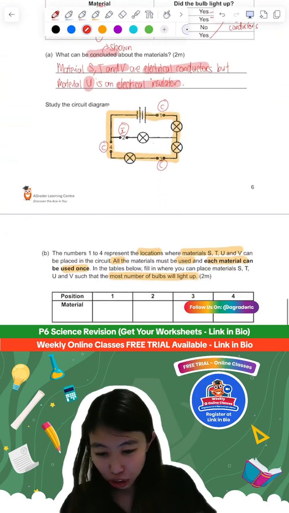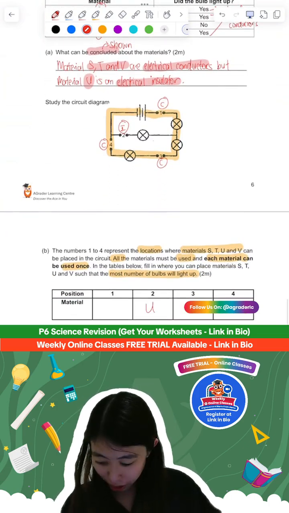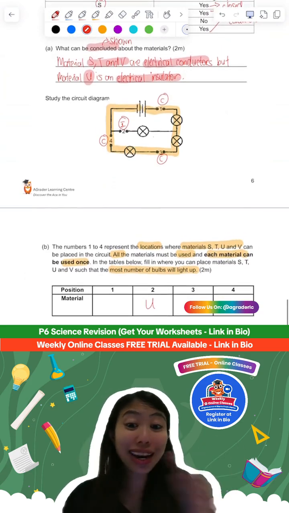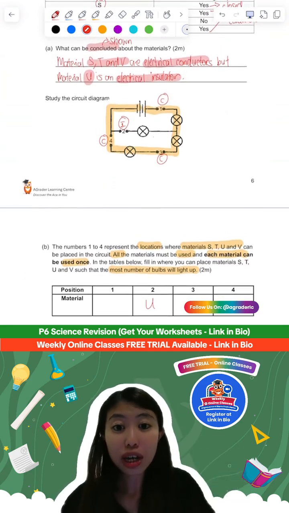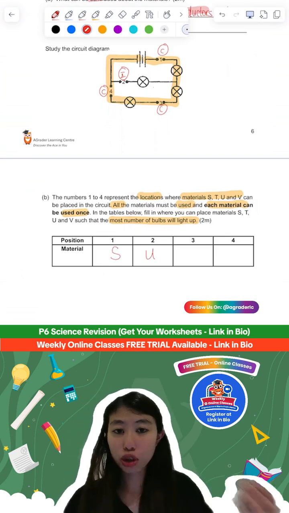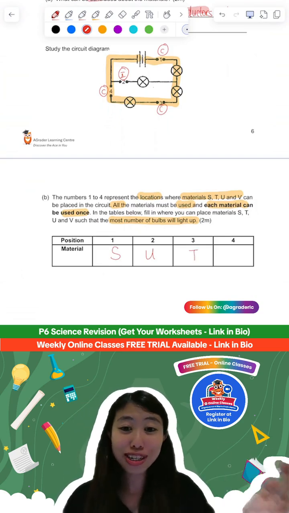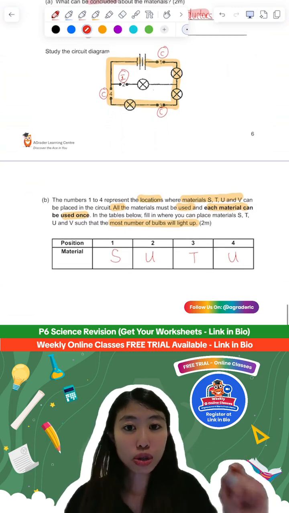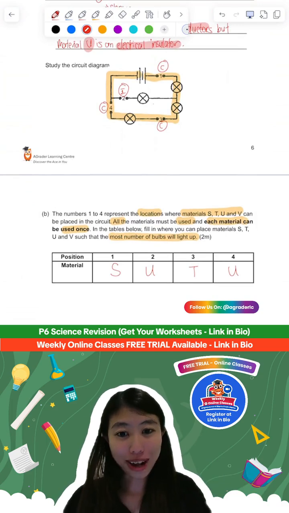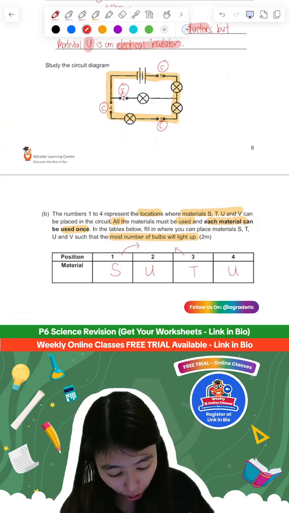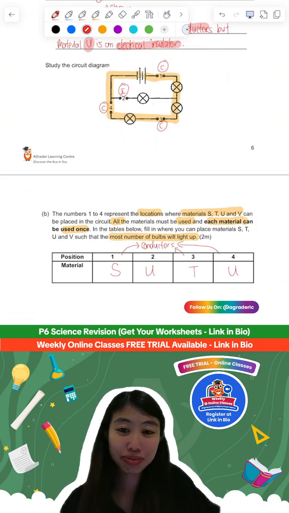Very good. Position 2 should be an insulator. Okay, so it will be material U. What about the rest? The rest you can put anything as long as it is a conductor. Position 1 can be S, T, or U. Position 3 can be S, T, or U. Position 4 can be S, T, or U. Just make sure that you use each material once. So take note that position 1, position 3, and position 4 must be conductors.